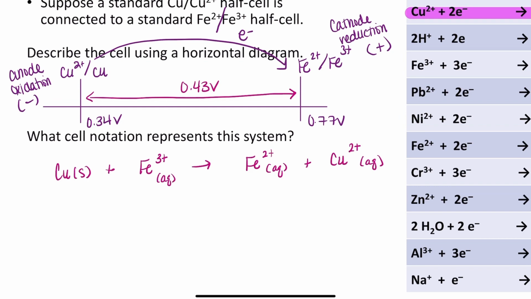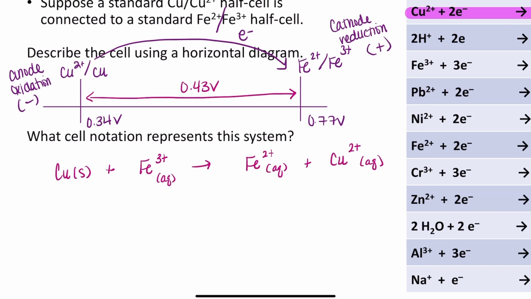Now, the copper has lost 2 electrons. I can do this by the half reactions if I need to, but I want to try to speed this process along for you guys so that you can start thinking about it and seeing it faster. The copper is losing 2 electrons. The iron is only gaining 1 electron. This reaction needs to be balanced.